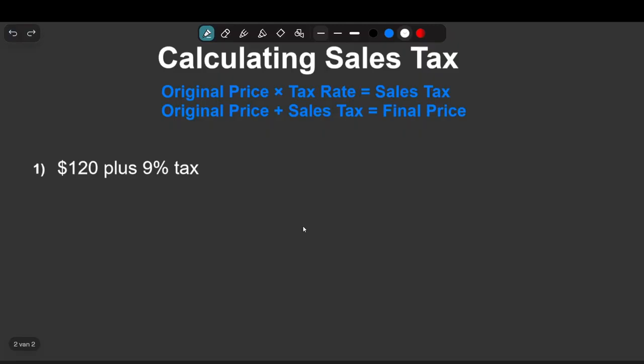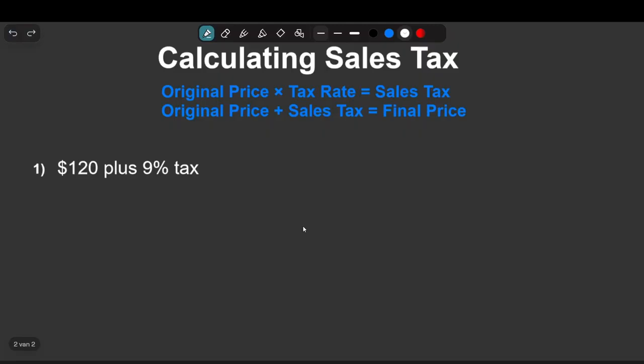Starting with number 1, where we have $120 and a sales tax rate of 9%. Now I do want to mention that sales tax rates vary by every country and state, and there can be local taxes that are included as well. So this video does not cover a specific location's sales tax. These are just general numbers being used just to show you how to calculate sales tax.